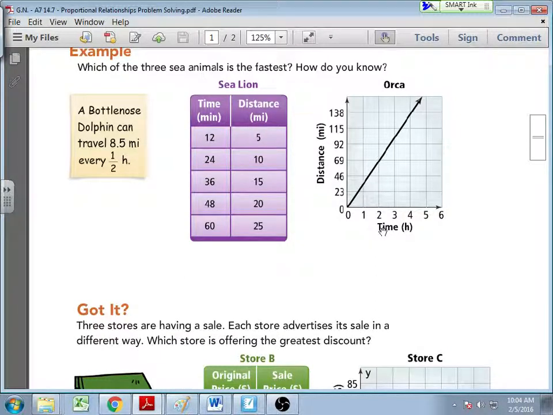So if a bottlenose dolphin can travel 8.5 miles in a half hour, we want to say that y, how far they travel, will be something times the number of hours that they do it. Now our slope, we discussed also, is our unit rate. So we really have to think about what is the unit rate for each of these animals. Well, if the dolphin can swim 8.5 miles in a half hour, how many miles can he swim in a whole hour? 17. So for my dolphin, my equation would be y equals 17x.